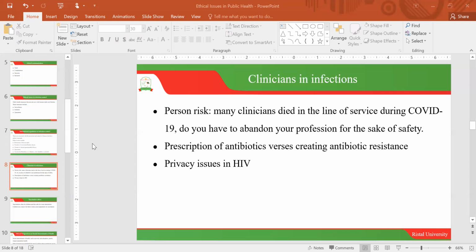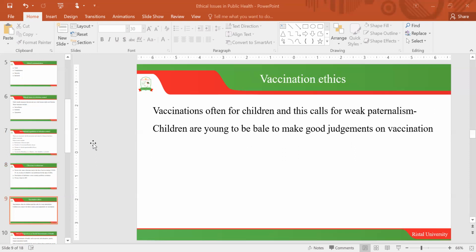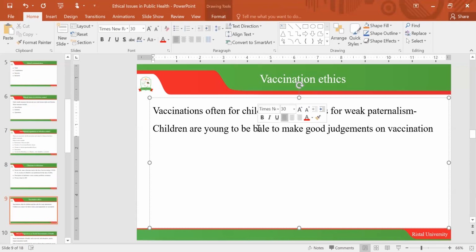So we move to the other concept, which is vaccination. Vaccination ethics. A mother brings their child for vaccination. The child is underage. The child cannot make some decisions, so the parent makes the decision on behalf of the child. What if you have a parent refusing their child to be vaccinated?